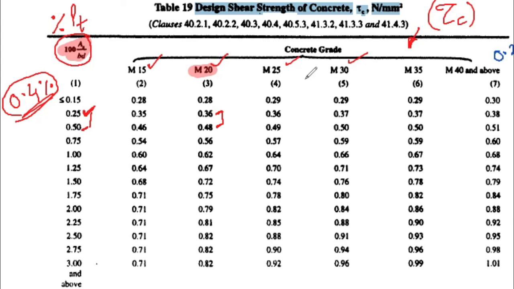0.36, the value of tau c. And for 0.5 percentage of steel, what is the value? The value is 0.48. Okay. Then for 0.4 percentage, how much is it? So we will do the interpolation. I hope now you know the interpolation. So we will take down these values 0.36 and 0.48, 0.25, 0.5. So our job is over from this table.